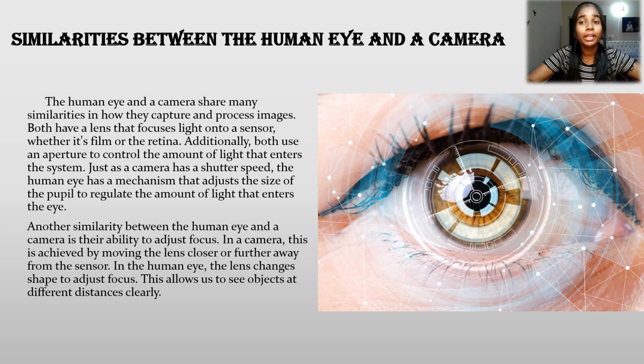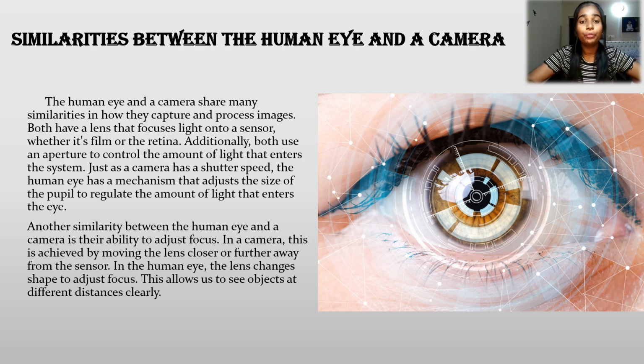Similarities between the human eye and a camera. The human eye and a camera share similarities in how they capture and process images. Both have a lens that focuses light onto a sensor, which is film or the retina. Additionally, both use an aperture to control the amount of light that enters the system. Just as a camera has a shutter speed, the eye has a mechanism that adjusts the size of the pupil to regulate the amount of light that enters.